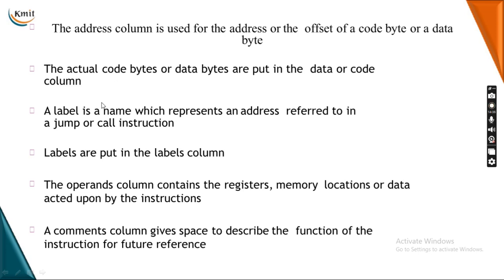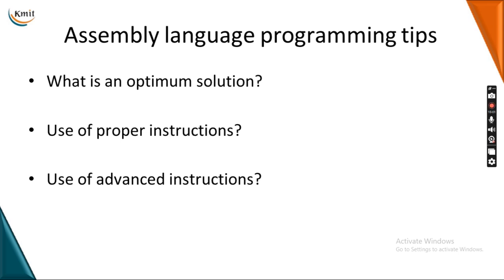So what is a label? A label is a name which represents an address referred to in a jump or call instruction. Labels are put in the labels column. The operands column contains registers, memory locations or data acted upon by the instructions. Comments tell what the instruction's function is, for future reference. For programming in assembly language, there are a few tips. First, we should know the optimum solution for the corresponding problem. Then we need to use proper instructions and advanced instructions.